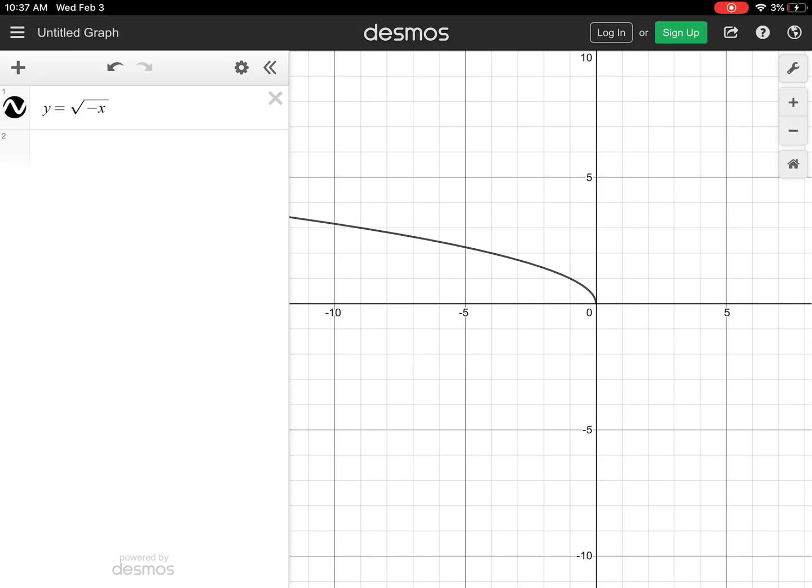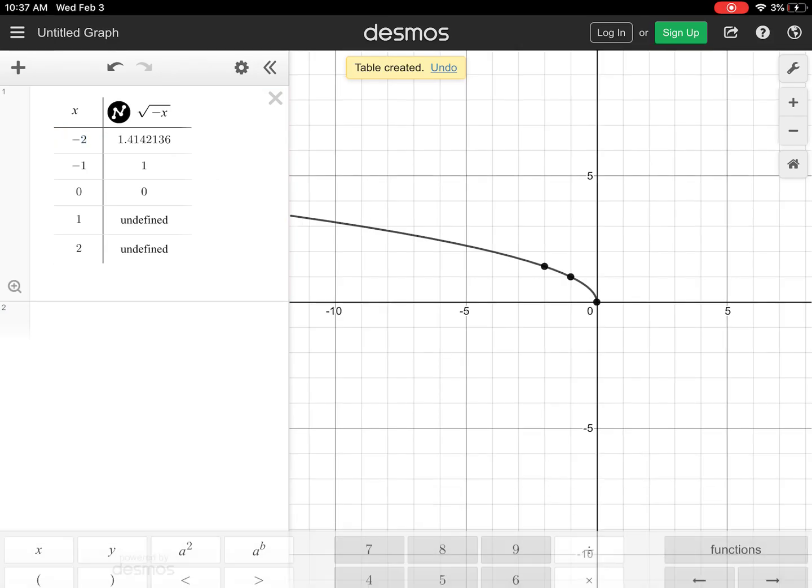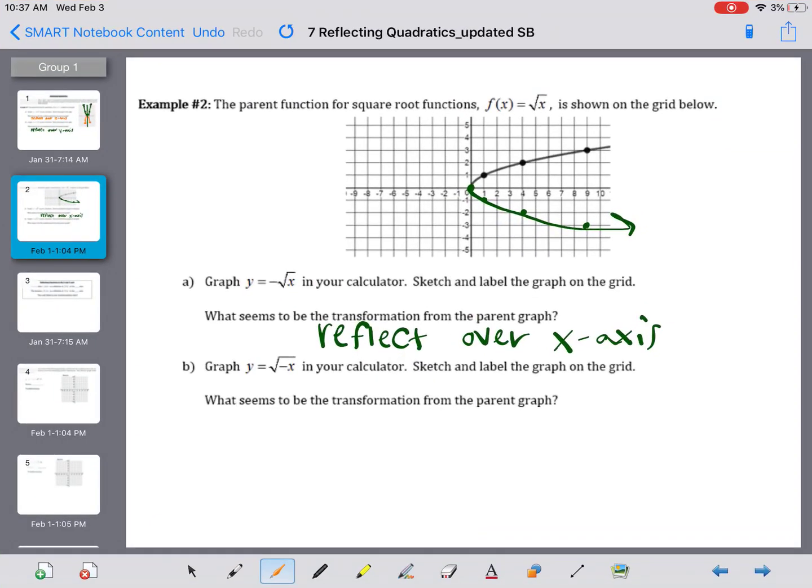And again, if you need more points to plot, hit the wheel, hit the table, and plot points. So I'll plot this in orange. 0, 0, negative 1, 1. Negative 4, 2. So it's like this. So you can see it a little bit better. We reflect it over the y-axis. You can't really tell with quadratics, but you can definitely tell with square roots.